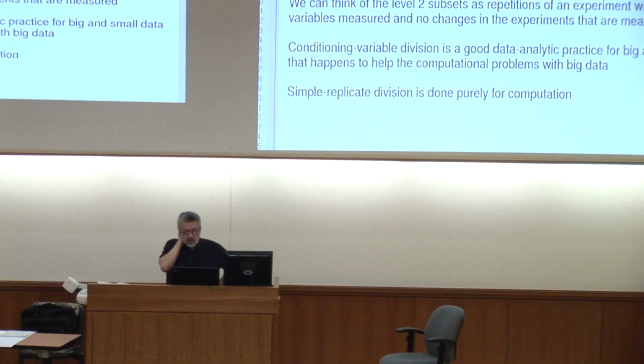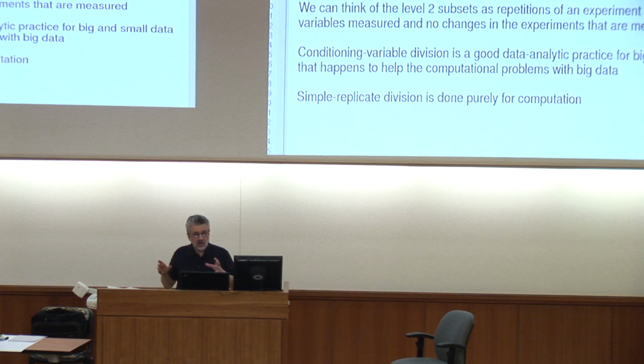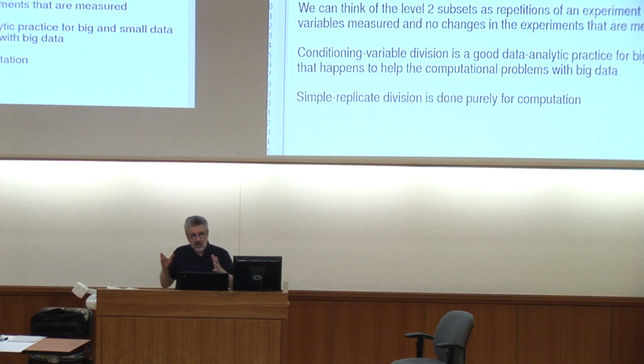But ultimately, you get down to this case where I still have too many values, and I can't compute with it. So what am I going to do? Now we're just doing simple replicates. No conditioning variables remain. And so what we'll be doing is computing a level 2 division, dividing the data further. We think of the conditioning variables as the subsets you get as a level 1 subsetting. And now we need level 2 subsets.